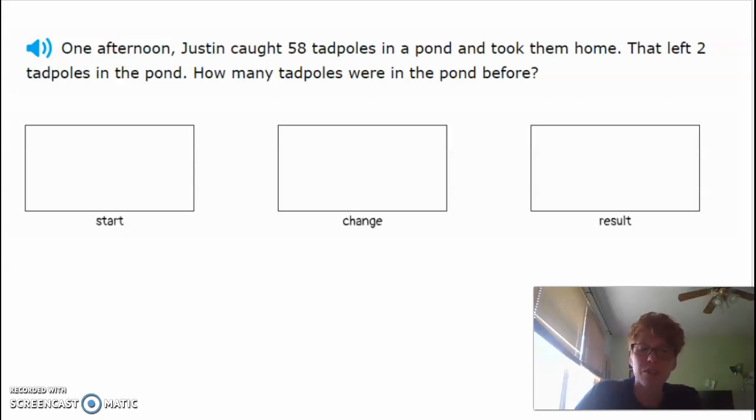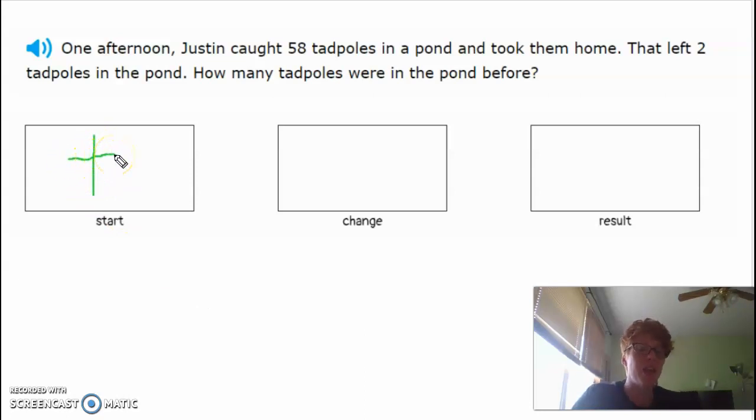So start, change, result. What would we put in the start? Do we know how many tadpoles we started with in the pond? No, we don't. That's what's different about this problem. We need to fill in the start with not a question mark, but a missing variable. We're going to put down T for tadpole. The T represents the amount of tadpoles he started with. We don't know what it is.